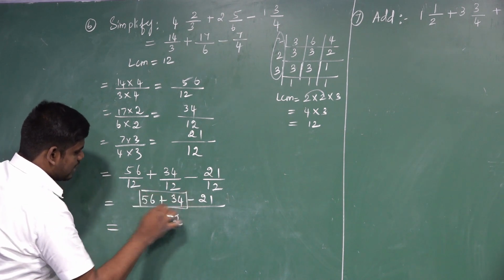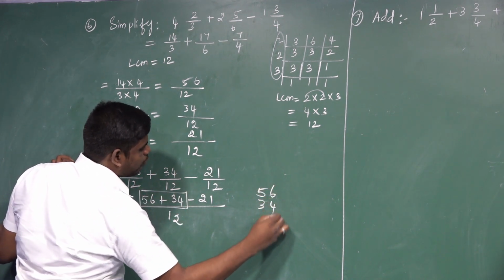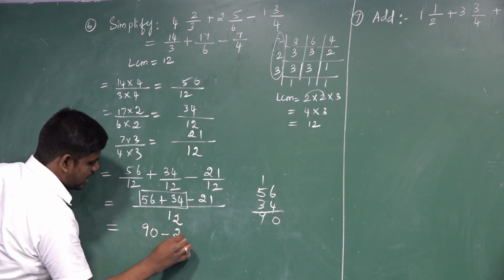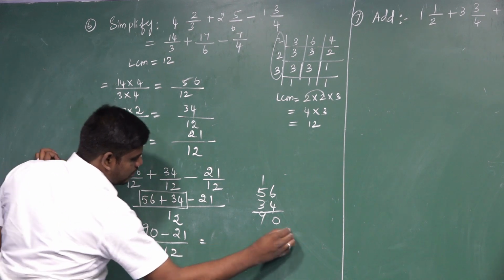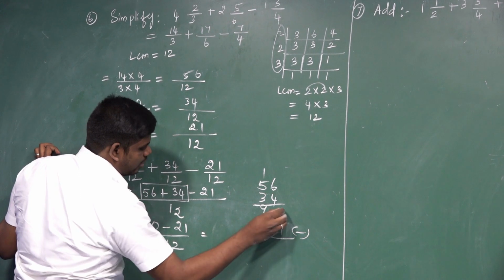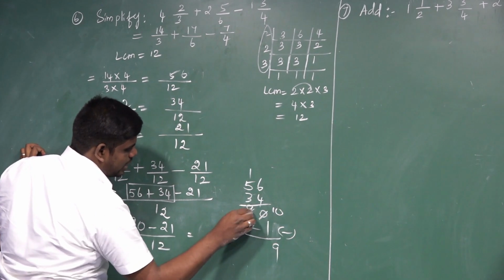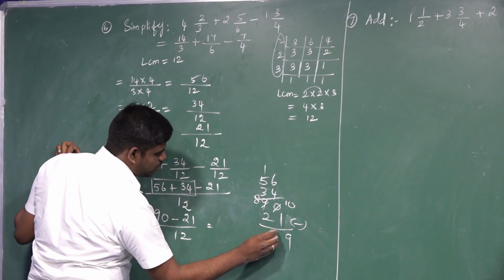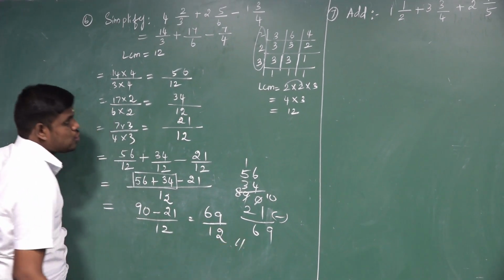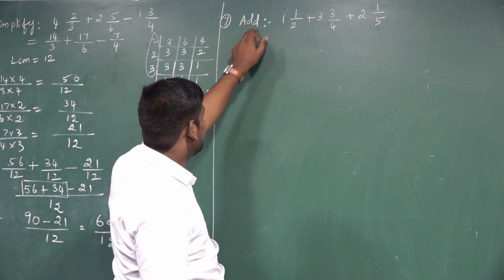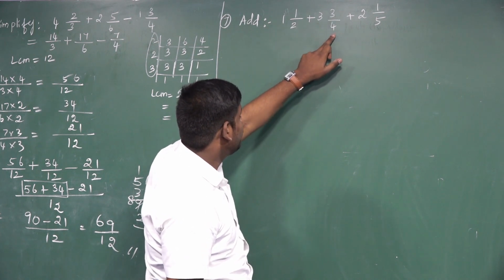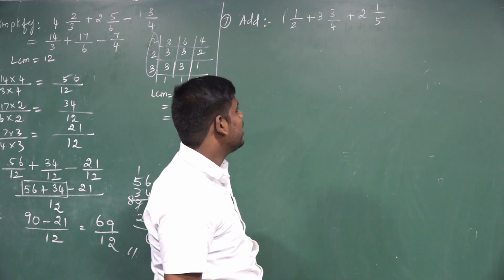First we add 56 with 34. So 90. Then minus 21 divided by 12. Subtract 21 from 90. 10 minus 1, 9. Here write 8. So 8 minus 2, 6. So the answer is 69 by 12. See the next question. Add 1, 1 by 2 plus 3, 3 by 4 plus 2, 1 by 5.